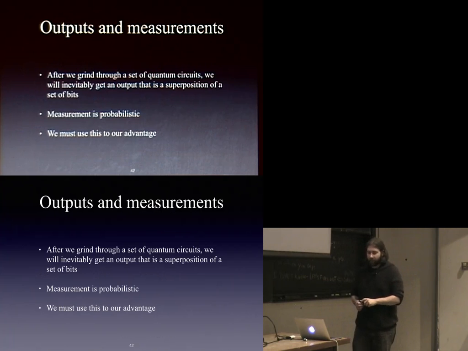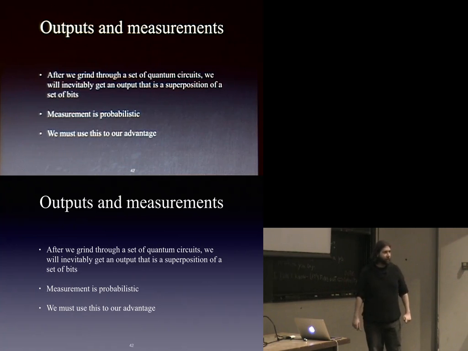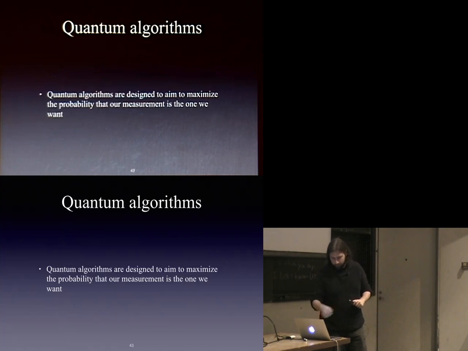But before I get to that, I want to again make a comment. So after you take whatever your input state is and you grind it through your quantum circuits, you get an output that's a superposition of kind of all of the different outputs, right? And you have to remember that measurements are probabilistic, right? So if I just have a linear combination of all possible outputs and I do a measurement, I'm just going to get one of my multiple answers, right? So we have to be much more clever than that, right? We need to use the fact that measurement is probabilistic to our advantage.